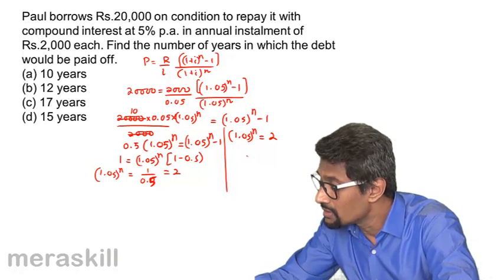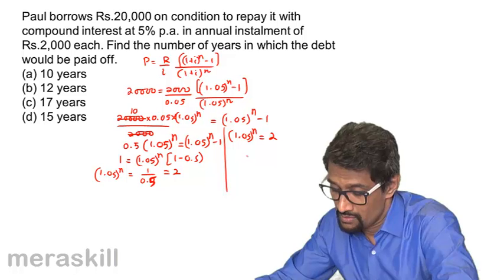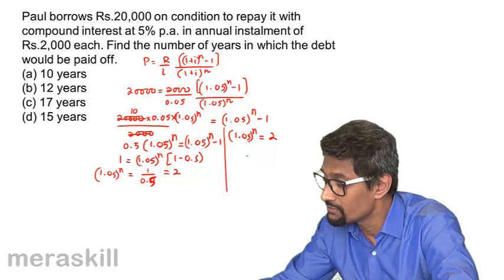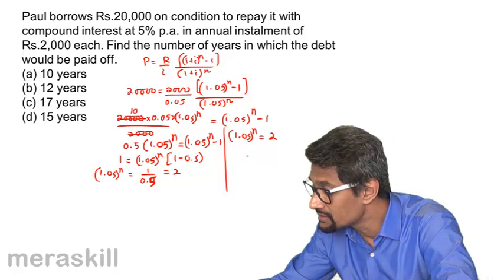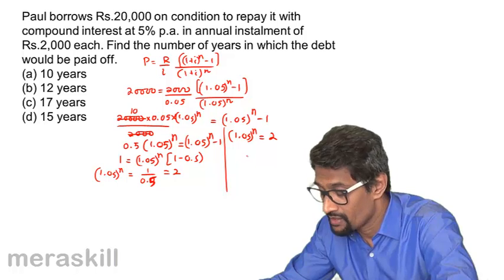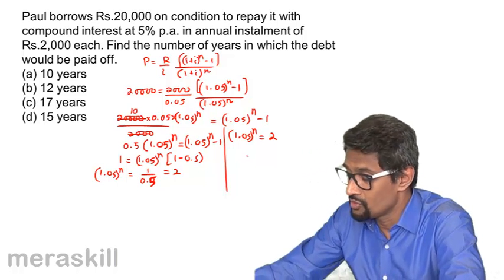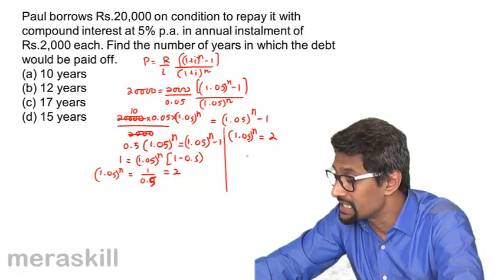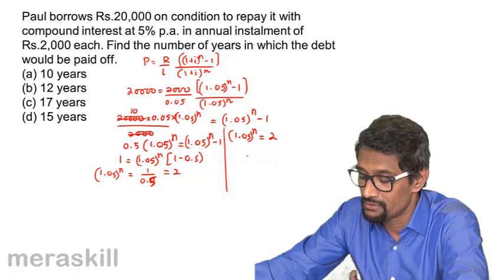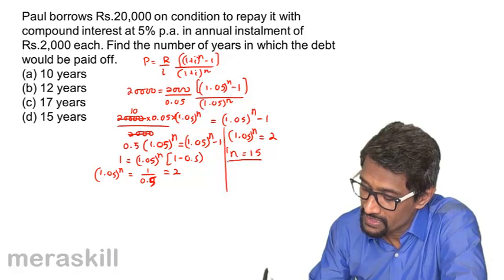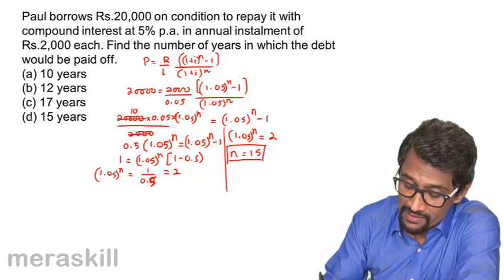So we have 1.05 into 2, 3, 4, 5, 6, 7, 8, 9, 10, 11, 12, 13, 14, and yes, so 1.05 raised to 15 turns out to be around 2.07, so roughly around 2. So n turns out to be 15 years. So n is 15 years.